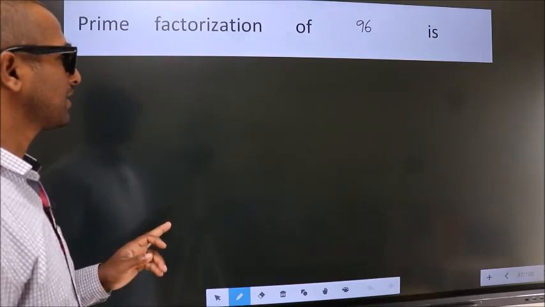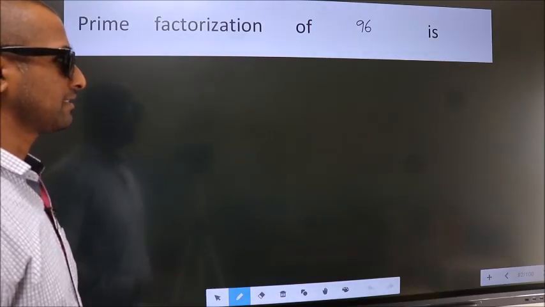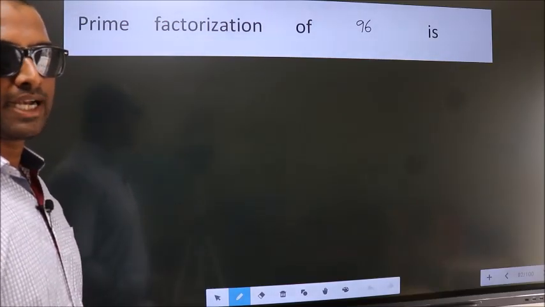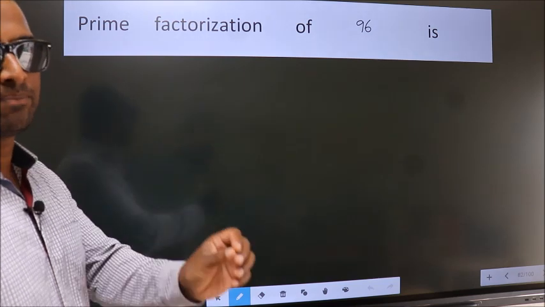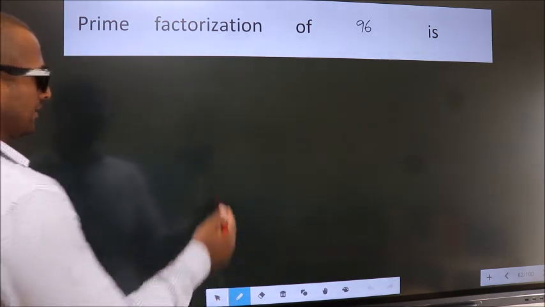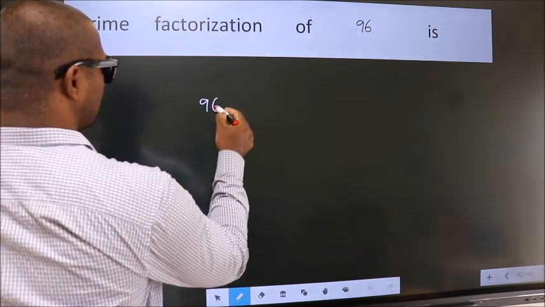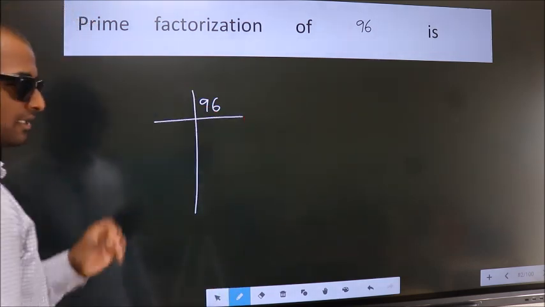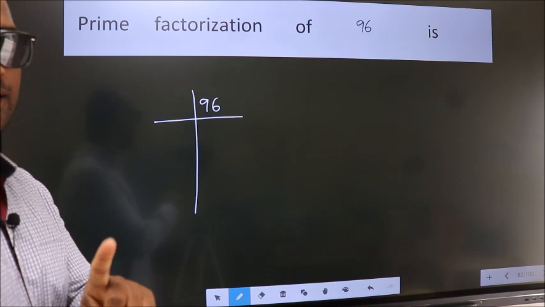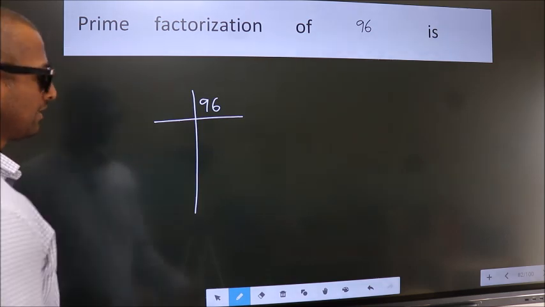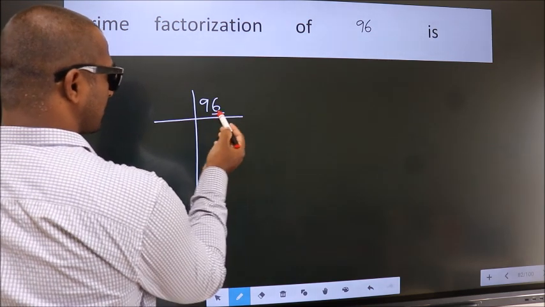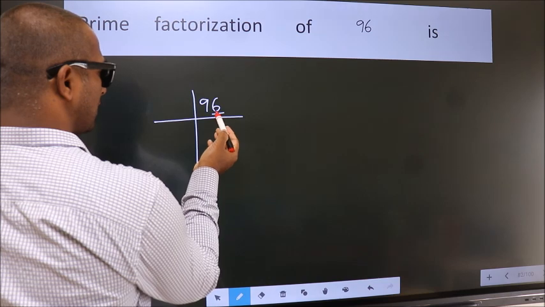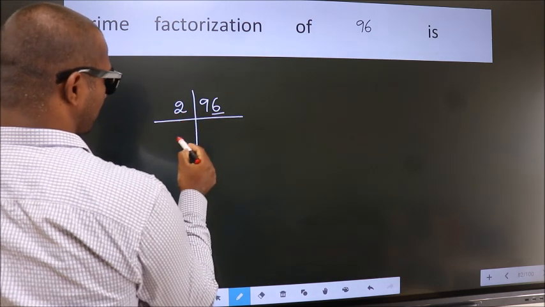Prime factorization of 96. To do prime factorization, we should frame it in this way. 96 here, this is your step 1. Next, last digit is 6, which is an even number, so take 2.